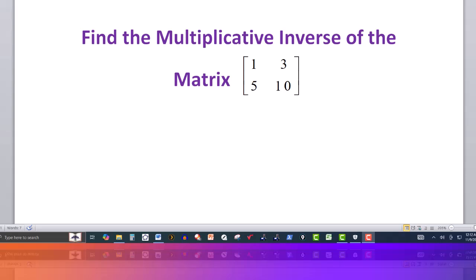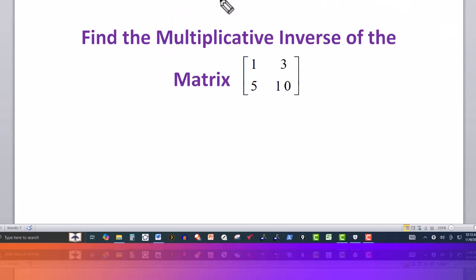In this video, we want to find the multiplicative inverse of this matrix with components 1, 3, and 5, 10. There's several ways you can do this. I'm going to look at one method that's a little bit longer that uses row operations, and then we'll look at a shortcut. And this method applies to, in this case, a 2 by 2, 2 rows, 2 columns.